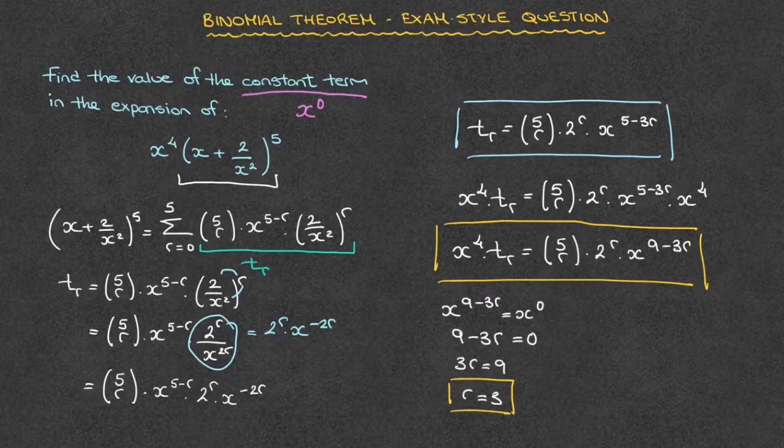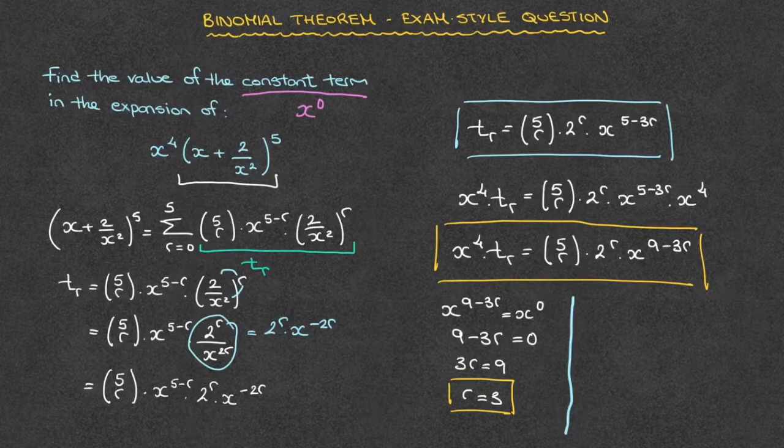There we go. Now what this r equals 3 is telling us is if we replace every single r that we see inside the expression we have boxed in yellow here by 3, then we'll obtain the x to the power of 0 term. In other words, we'll obtain the constant term. So let's go ahead and replace every r that we see by 3. And I'll just do that in the right-hand corner here.